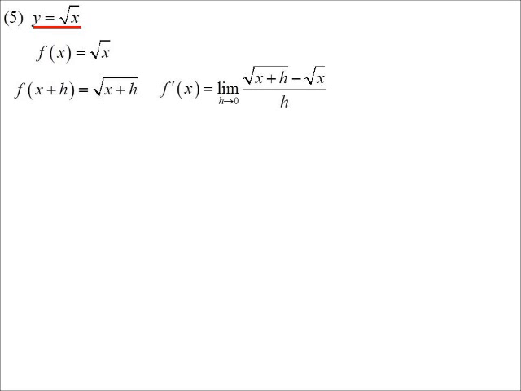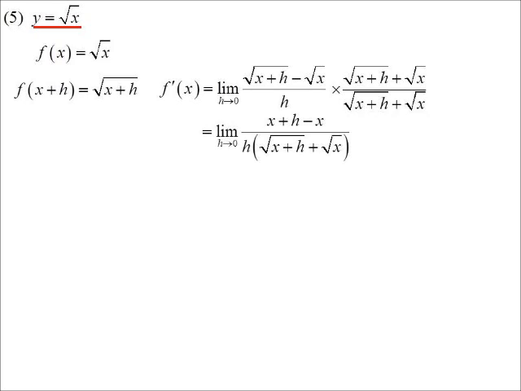I'm going to do something which is familiar, but the opposite. Normally when we see a fraction with surds, we rationalise the denominator. I'm going to rationalise the numerator. But it's the same idea. I'll just multiply by square root of x plus h plus square root of x. So on the top, I get x plus h minus x, but on the bottom we now have h times the square root of x plus h plus square root of x.